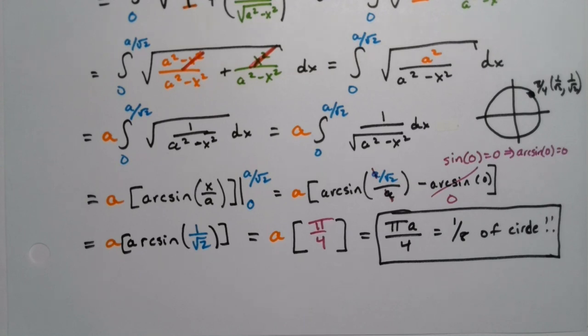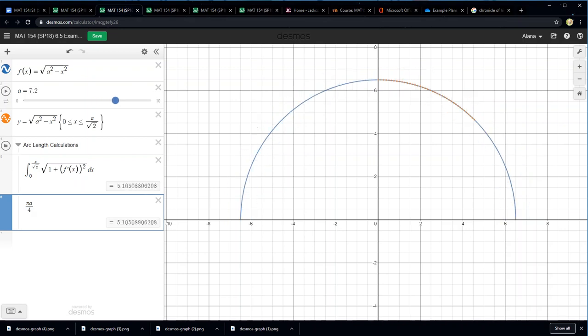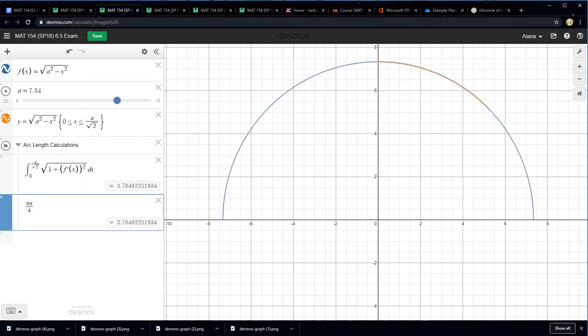In case you're interested, I did verify it in Desmos as well. So I have the arc length calculations right there. So I said I want to go from 0 to a divided by the square root of 2 of the square root of 1 plus f prime of x squared. And I, of course, defined f of x as the square root of a squared minus x squared. And sure enough, pi a over 4, they are one and the same. Now keep in mind, the values there are based on what I set a to be. So if I change my a, it will change what those values are. But nevertheless, you can see that they're equal to each other.